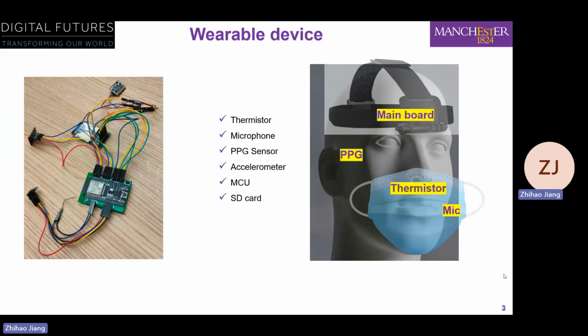The first figure shows how it looks now. In the middle is a list of components, including thermistor for breath rate, microphone for breath sound, PPG for heart rate and SpO2, accelerometer for activity intensity. The other figure is a suggested layout. The main board is worn by a head strap, while the rest is mounted to a face covering.